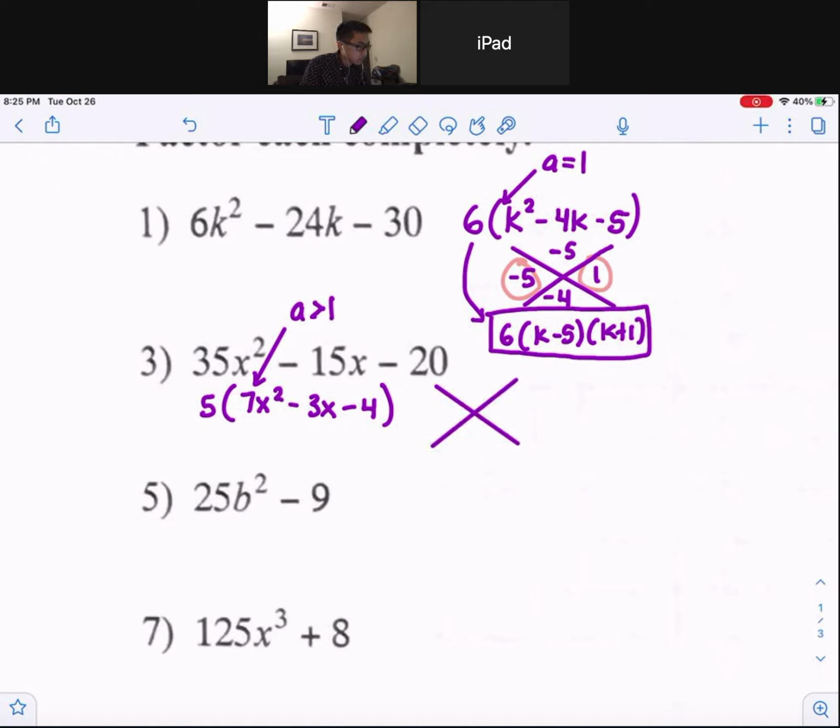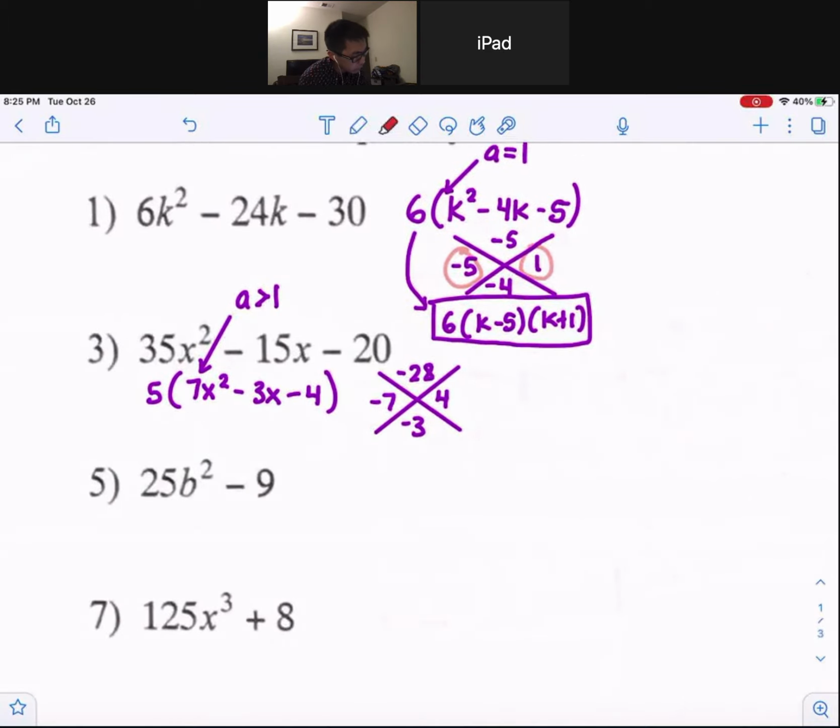So a times c up top, 7 times negative 4, negative 28. B on the bottom, which is negative 3. Two things that multiply to negative 28 but add to negative 3: that's negative 7 and 4. But now you do your grouping. So it's the first term, the two middle terms, and the last term. So 7x squared minus 7x plus 4x minus 4.